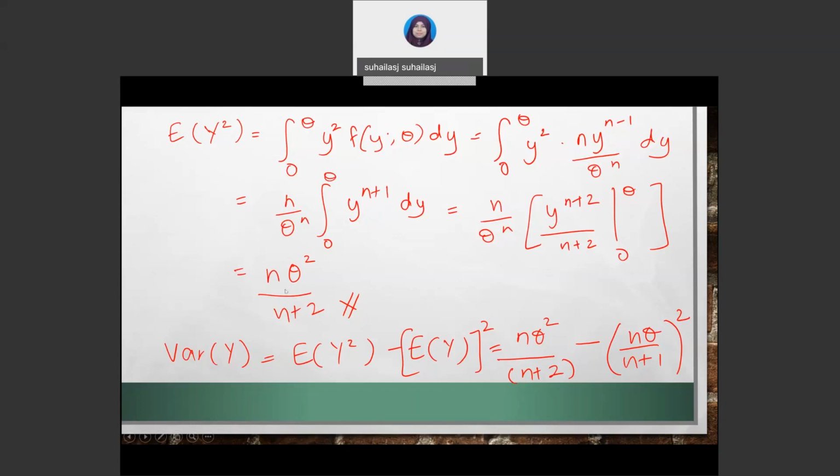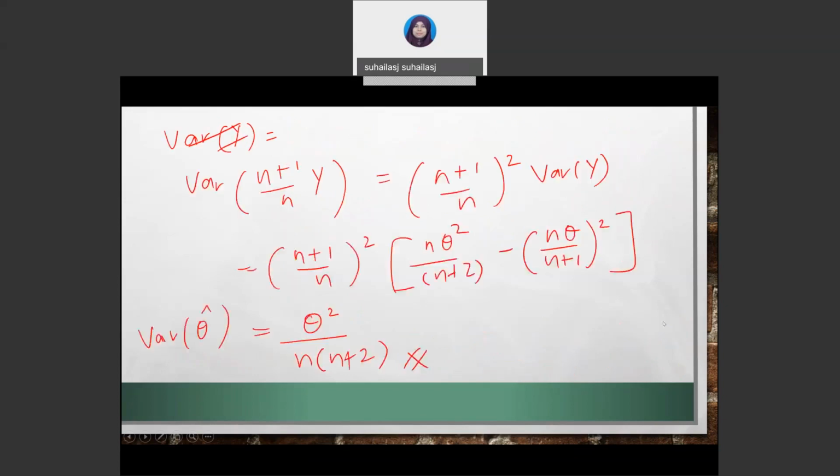Okay. So you need to find what is your variance of Y. So again, substitute E(Y²) minus (E(Y))², the value. So we have n theta square over n plus 2 minus n theta over n plus 1, squared. Okay, so what you want to find is variance of (n plus 1 over n) Y. So again, using the properties, (n plus 1 over n) squared times variance of Y. So this one times this one, expand and simplify. You will get variance of theta hat is theta square over n plus 2.